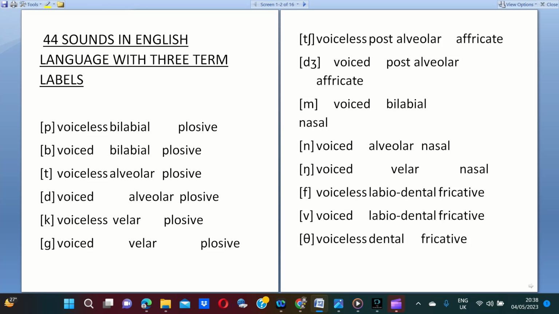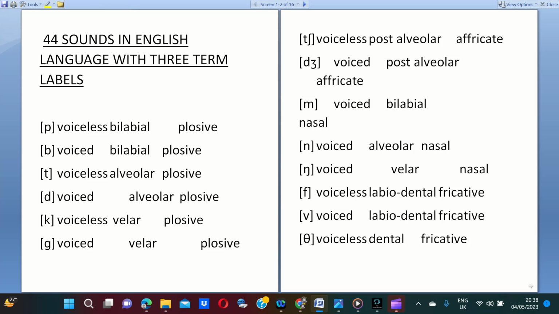First, we start the 3 term label for the p sound. P. It is a voiceless sound. Why is it voiceless? While producing this sound, our vocal cords are apart from each other, so they can't be vibrated. They can't be vibrated, so it becomes a voiceless sound.